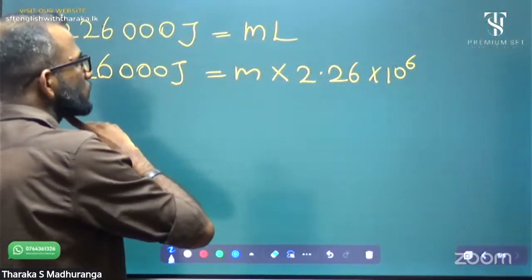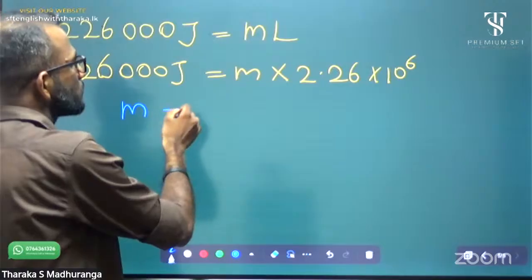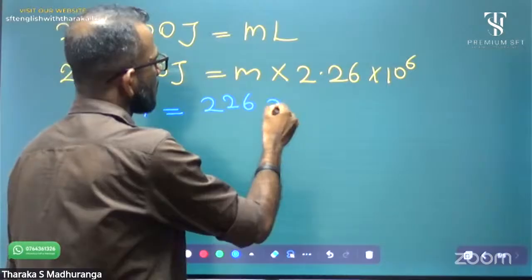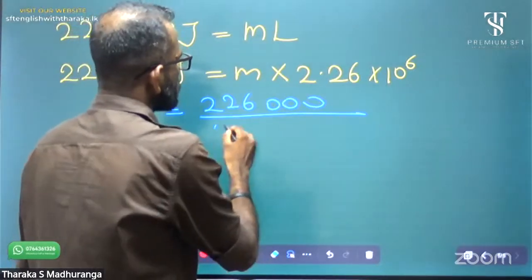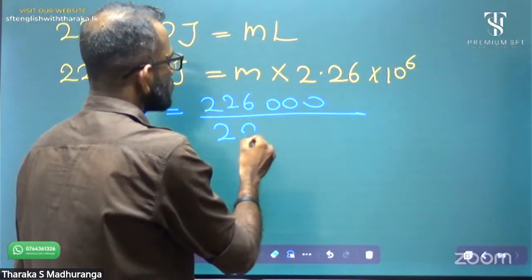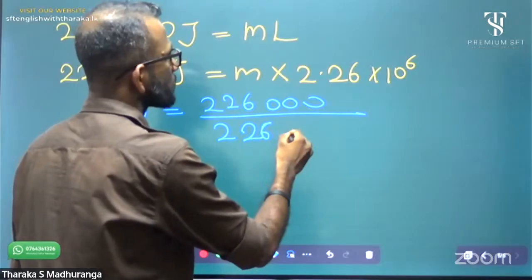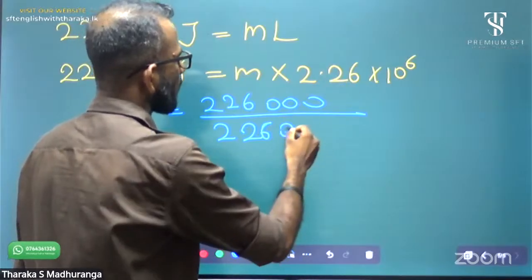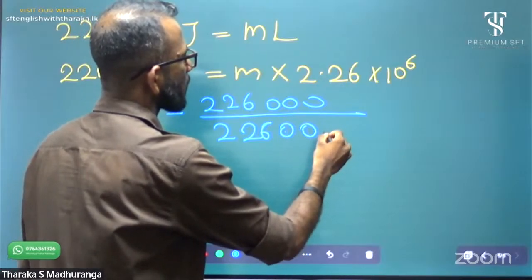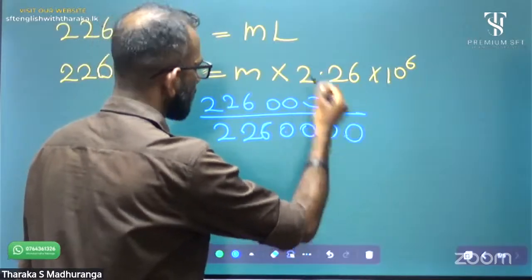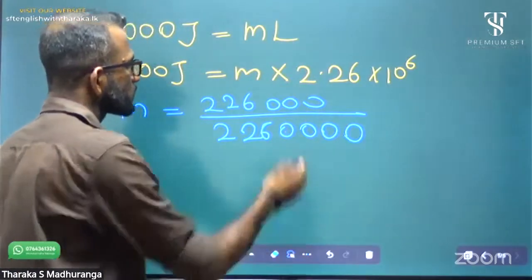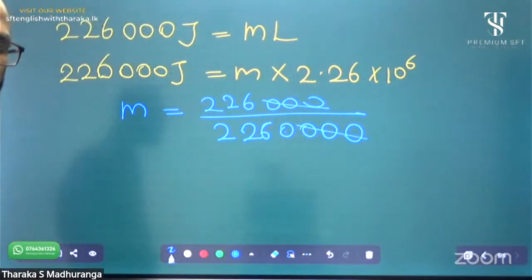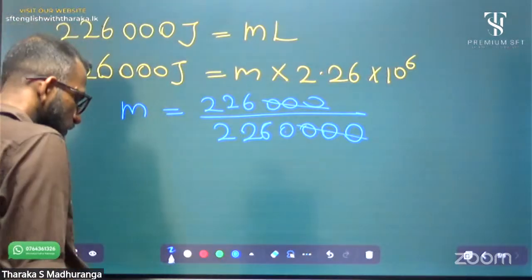Okay, what can you do? Can you send me m? m equals 226,000 divided by 2.26 × 10^6. Right? Then the answer is 0.1, right?